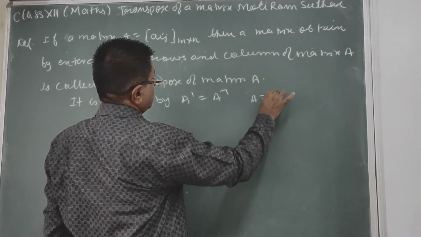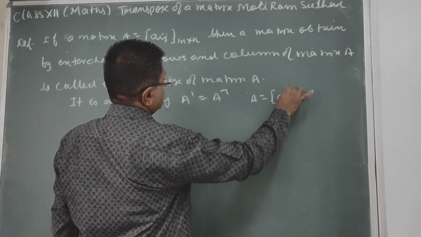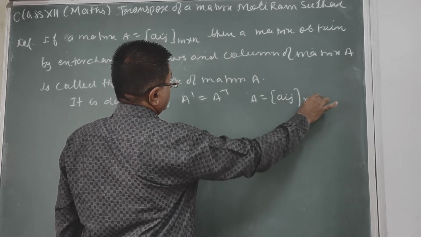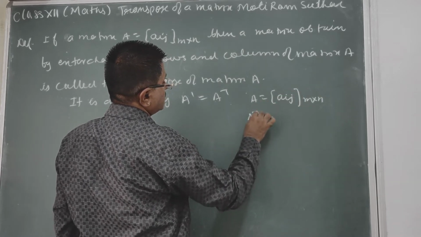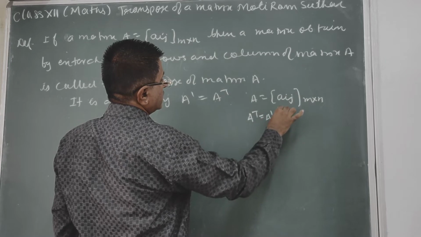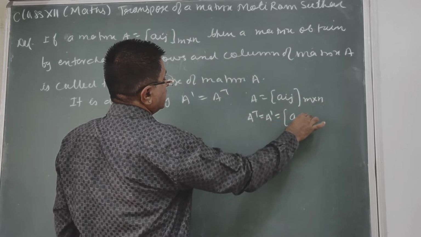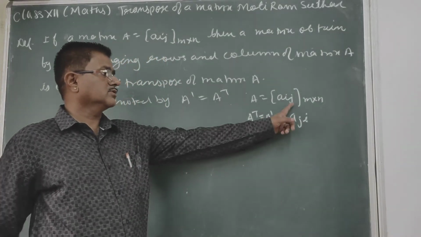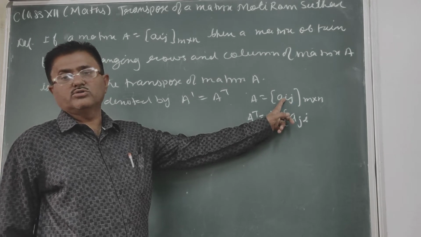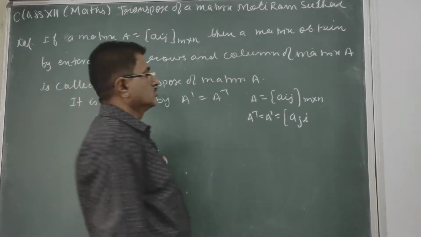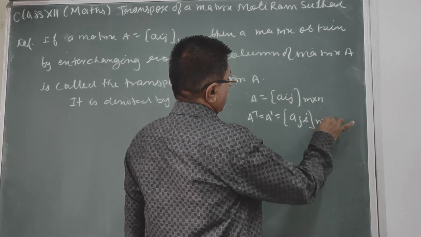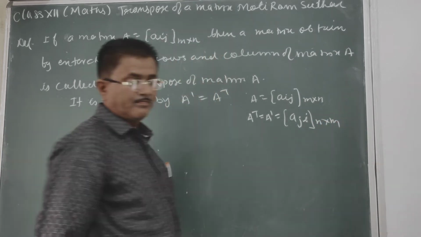So suppose here we are given matrix A in the form of Aij of the order m by n. So A transpose or A dash is Aji. Now this row is converted into column, and column is converted into row. So the order is also changed, from m by n to n by m.